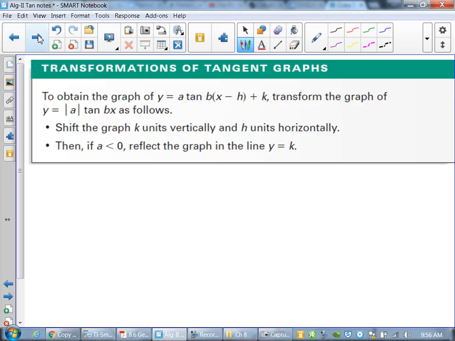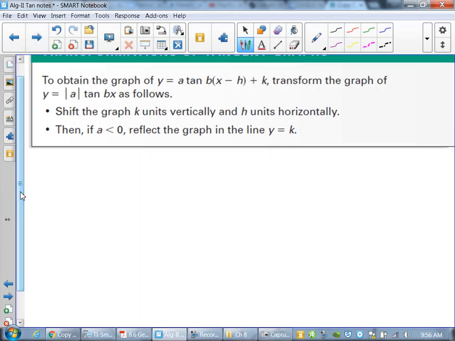We'll make it. Shifts. Look at this, H and K again. Go figure. What do you think the H and K stand for?